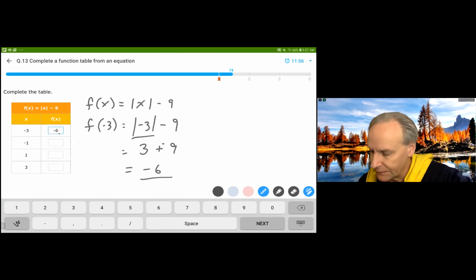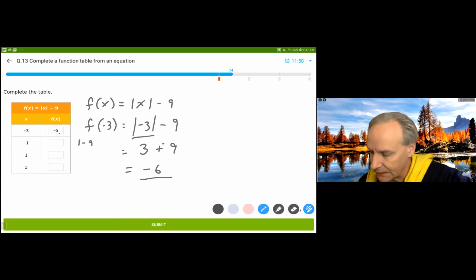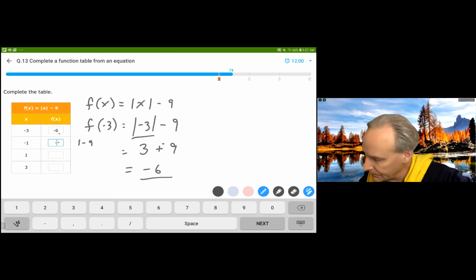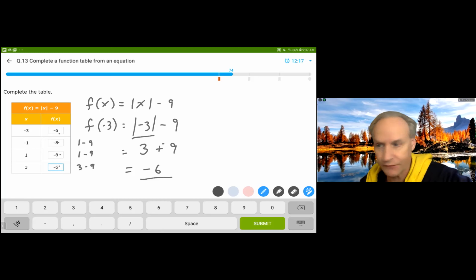I'm going to go ahead and do this part right here. 1 minus 9 is -8. And this one is also 1 minus 9, which is -8. Looks like we're getting a symmetric situation again, aren't we? 3 minus 9 is -6. This is symmetric in a slightly different way.